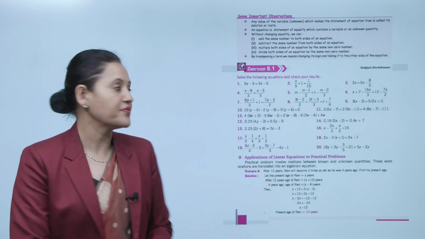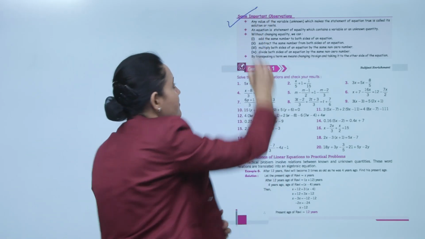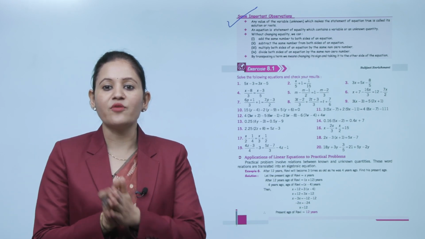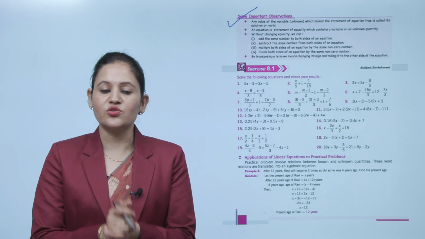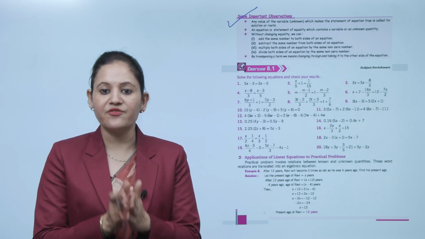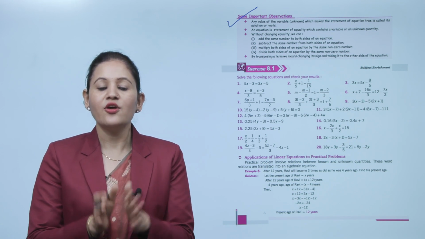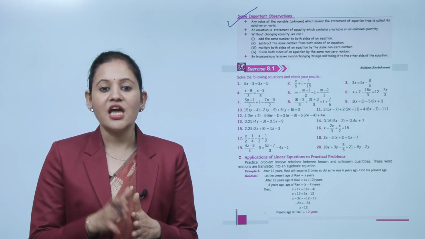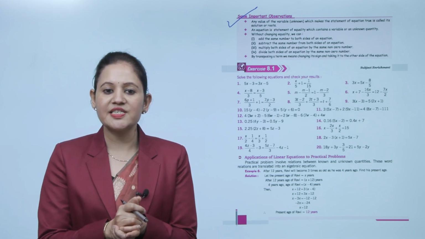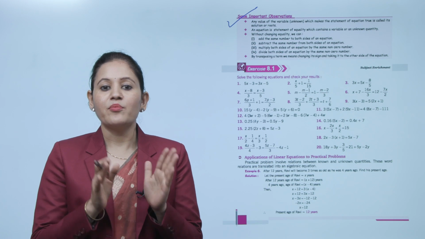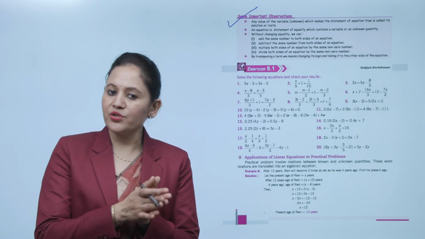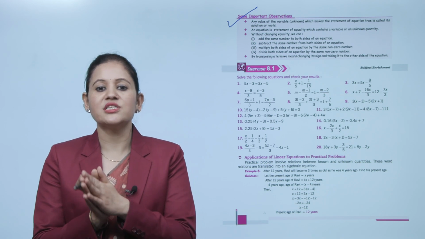Next, some important observations. Any value of the variable which makes the statement of the equation true is called its solution or the root. An equation is the statement of equality which contains the variable or an unknown quantity. Without changing equality, we can add the same number on both sides of the equation, subtract the same number on both sides, multiply both sides of the equation with the same non-zero number, divide both sides of an equation by the same non-zero number.